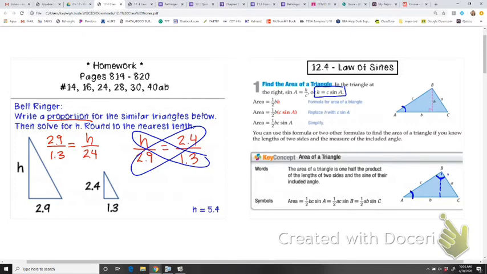So the bell ringer there, I'm not going to really explain it, but in the law of sines, it uses proportions, and one way to solve a proportion is using cross products. So we'll get into that later on.